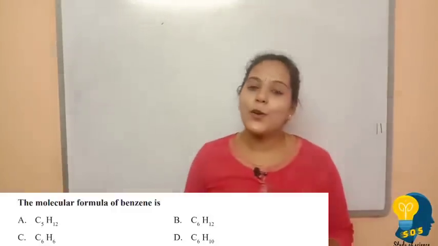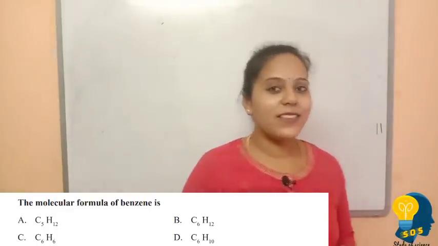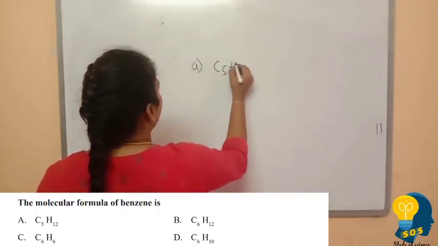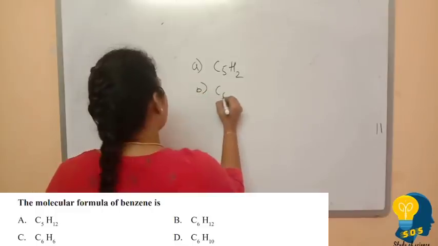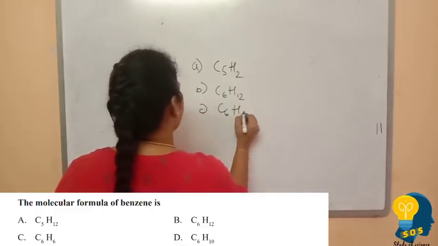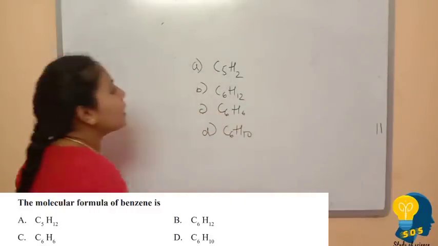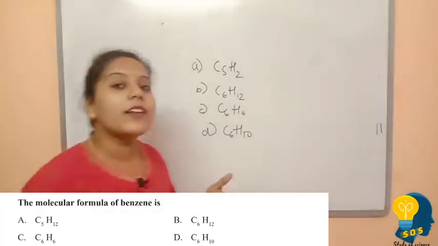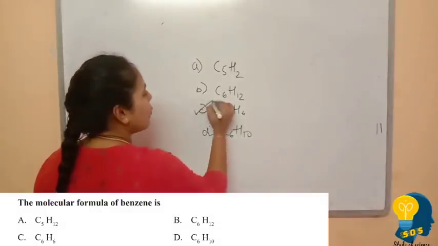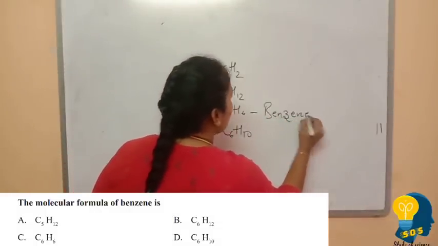And the last question from the chemistry part is the molecular formula of benzene. The options they have given here are: option A, C5H12; option B, C6H12; option C, C6H6; and option D, C6H10. When you look at this, first of all you should know what the molecular formula of benzene is. Benzene's molecular formula is option C. Then what about the other three options?